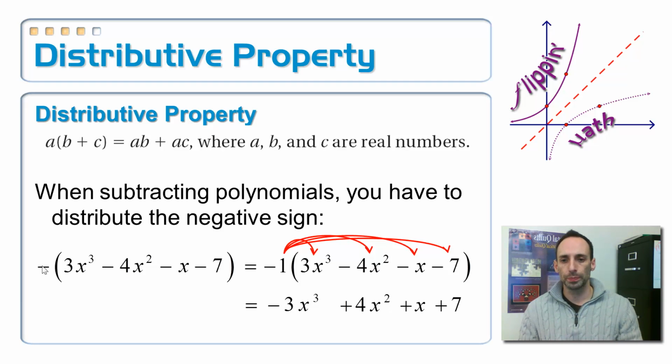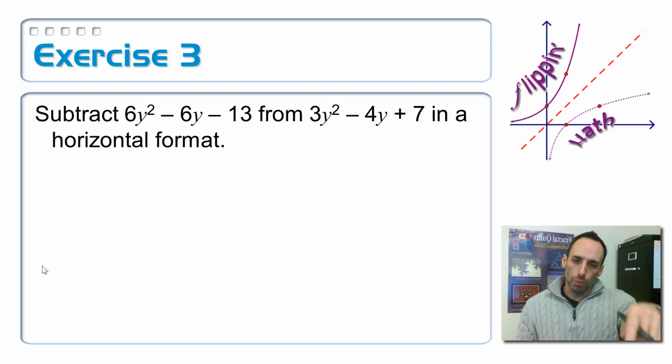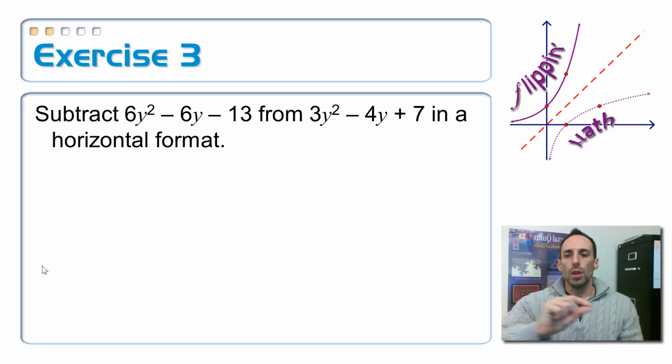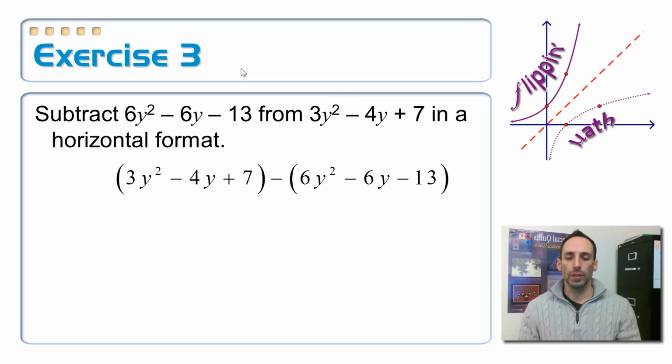Distributing the negative through. So for example, subtract 6x squared minus 6y squared minus 13 from 3y squared minus 4y plus 7 in a horizontal format. So horizontal means I'm just doing it straight across. Now, here's the thing. Which one of these is going to come first? Well, since this says from, that means the 3y squared is the first one. And then I'm subtracting the other one from it. Okay? So it should look like this.